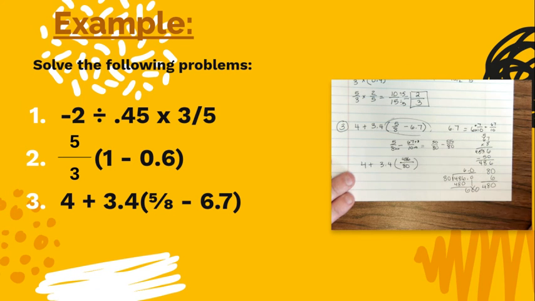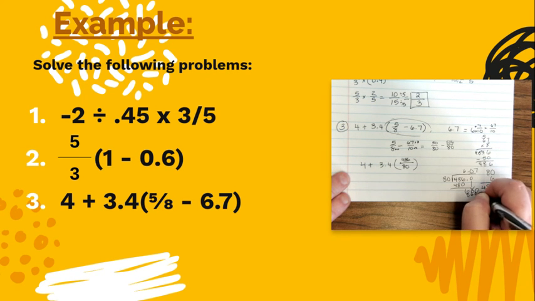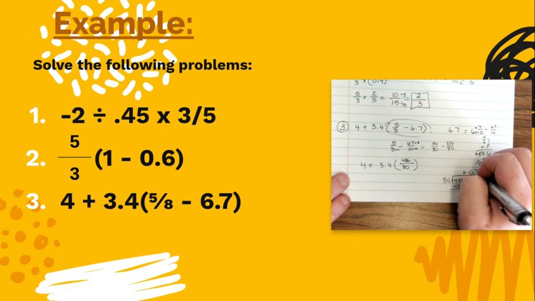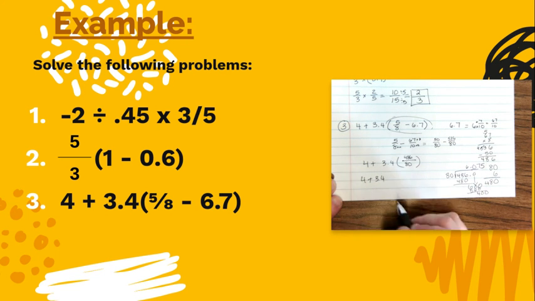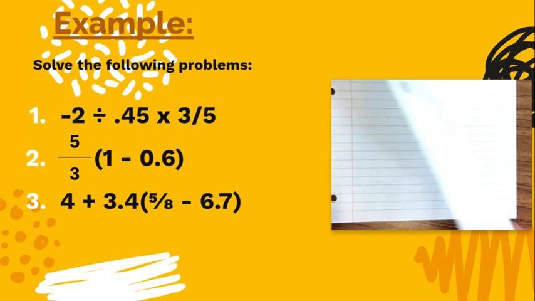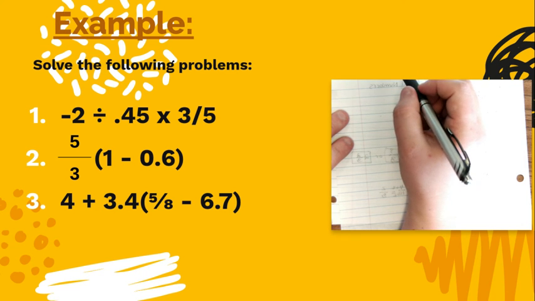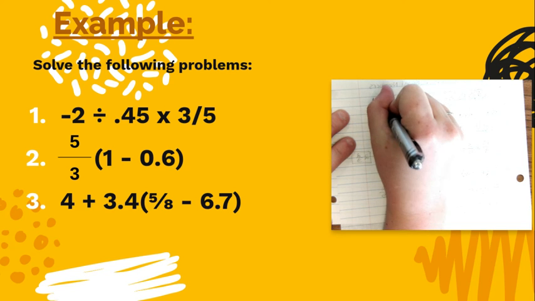60. 80 goes into 600. 8 times 7 is 56, so that's 560. I'm left with 40 left over, and 80 goes into 40 5 times, so it's going to be 4 plus 3.4 times 6.075. Okay, and I'm going to do that on the back. 6.075 times 3.4.